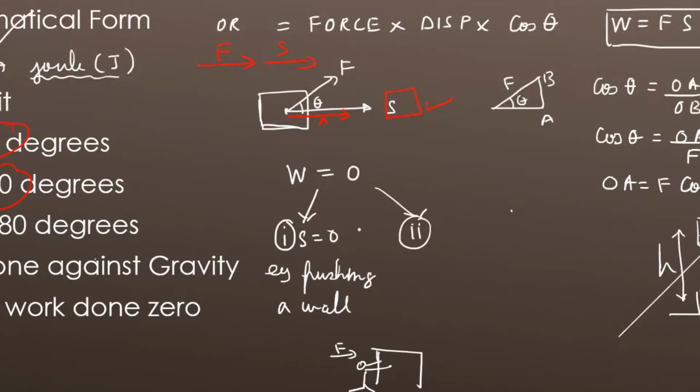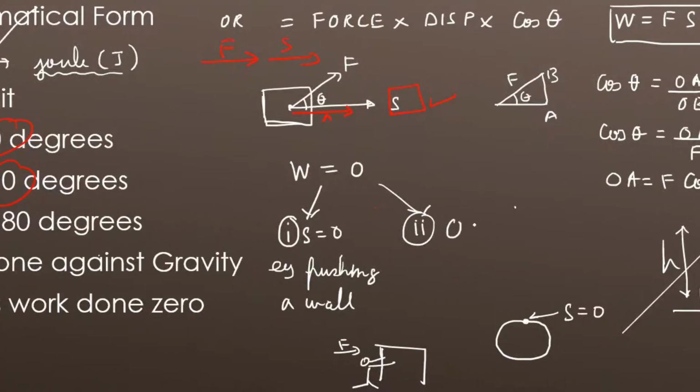The second thing, if an object is performing circular motion, the object comes back to the original position after one revolution. So the displacement is 0, so the work done is 0. But the next thing is, when theta is equal to 90 degree, then also work done is 0.